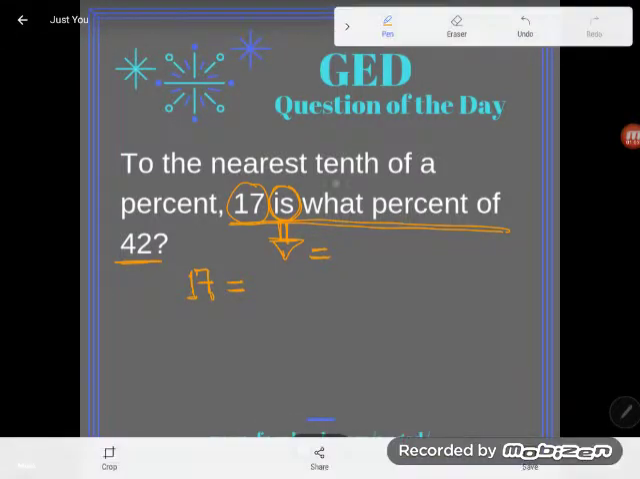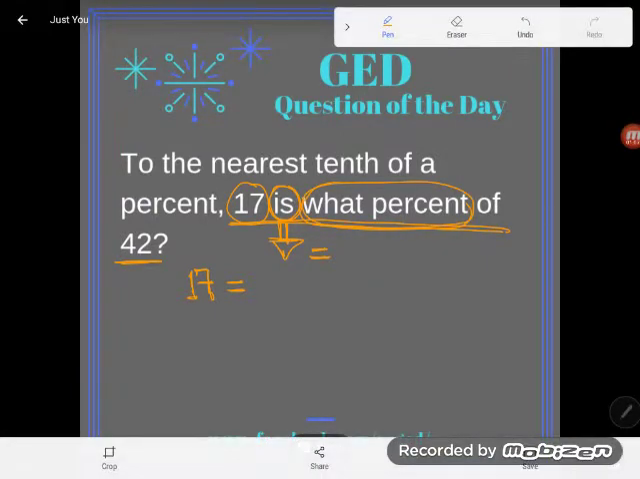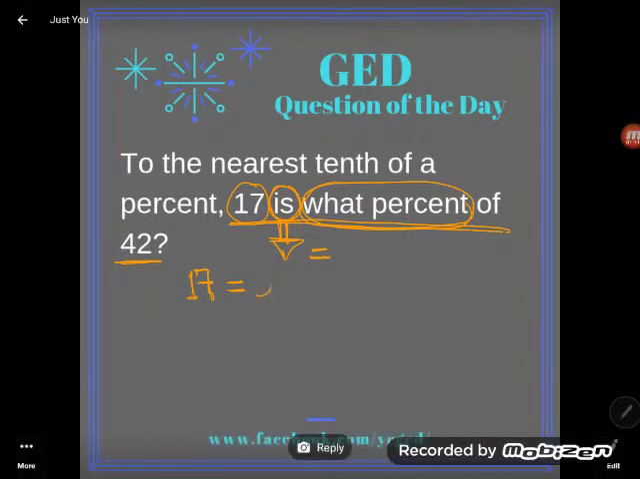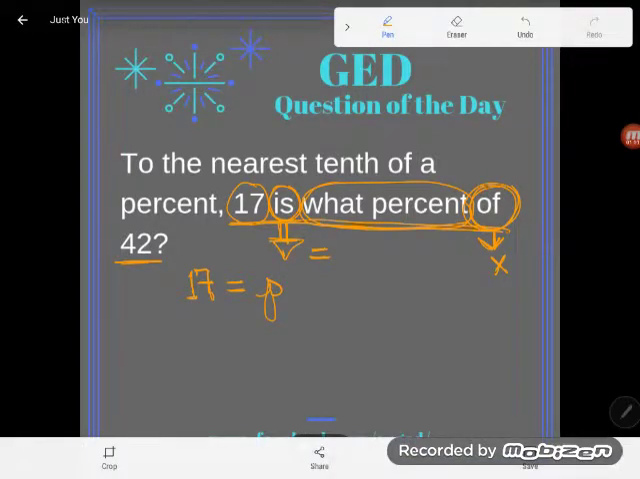Now, the next thing I see is an unknown. The unknown here is the percent. It says what percent. 17 is what percent? So I don't know my percent. Next word I see here is of, and we said that the word of means multiply. Like literally half of 10 means half times 10, or 50% of 42 means 50% times 42.